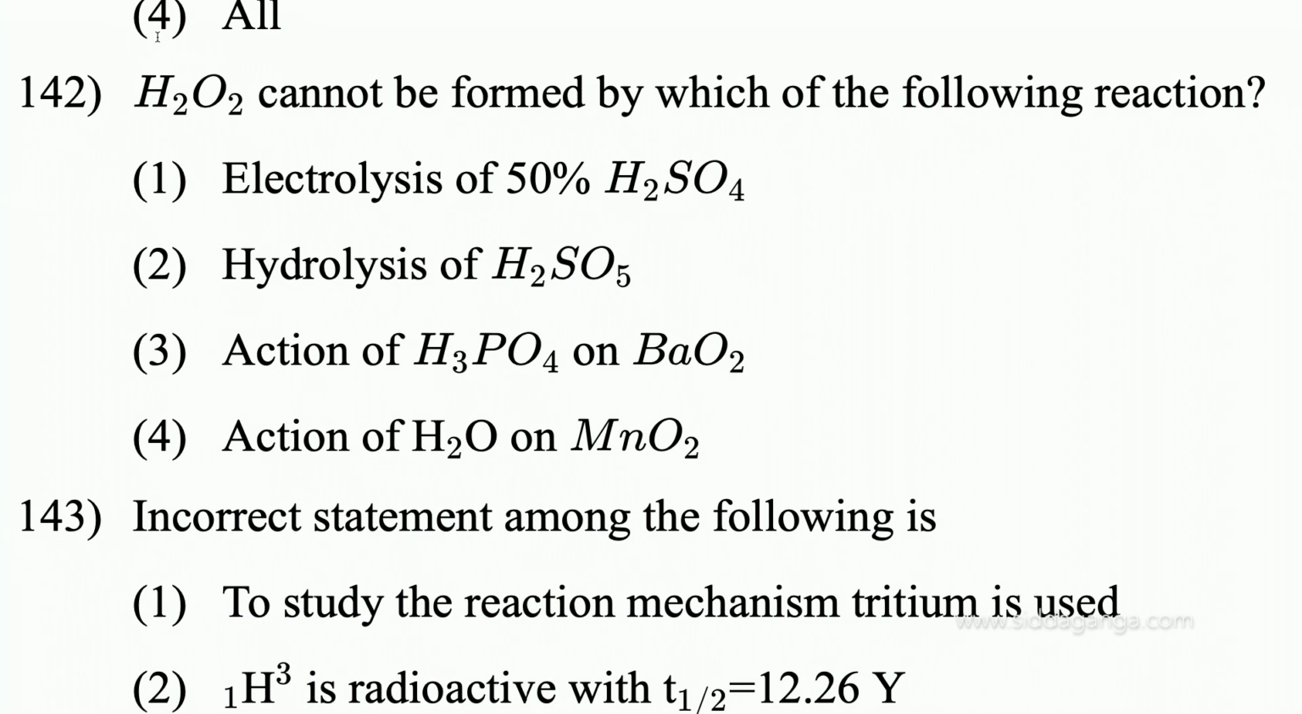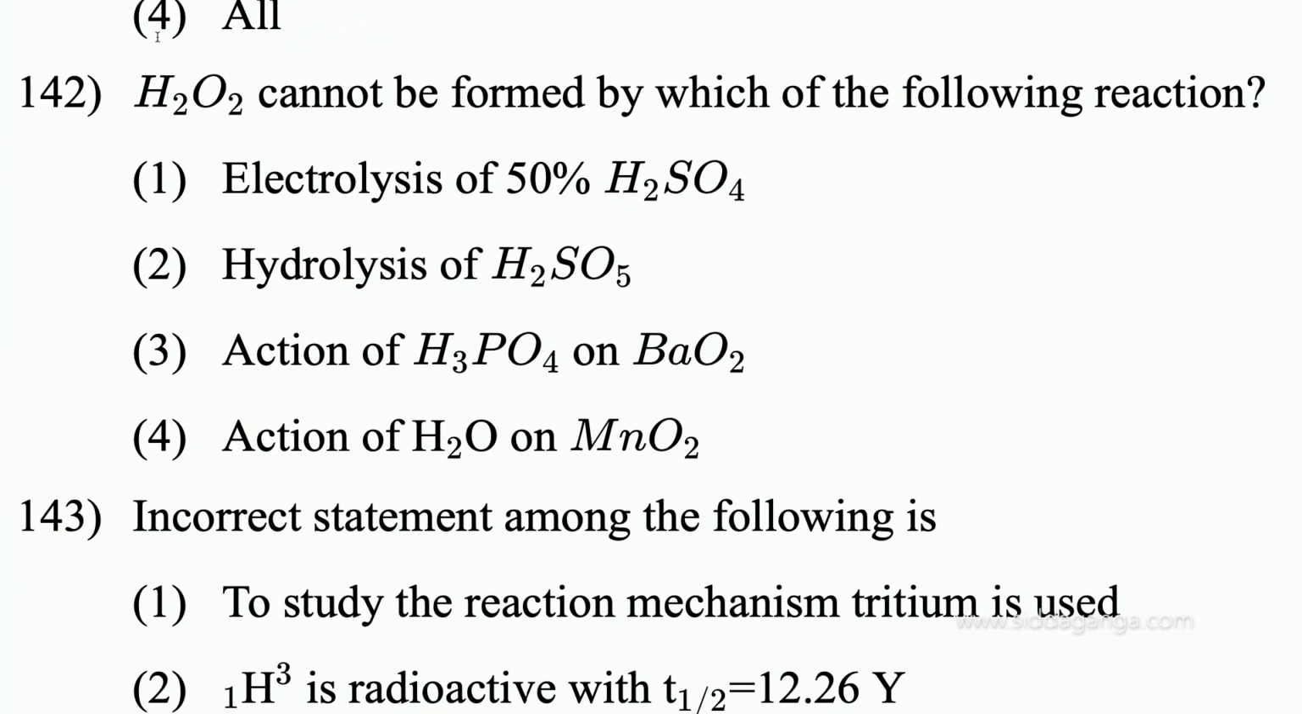Next question. H2O2 cannot be formed by which of the following reactions? We discussed all these reactions in the preparations of hydrogen peroxide. The first one, electrolysis of 50% sulfuric acid, yes, it will produce hydrogen peroxide. Hydrolysis of H2SO4 also produces hydrogen peroxide, because both of them have the peroxide group. Similarly, action of phosphoric acid on barium peroxide also produces hydrogen peroxide.